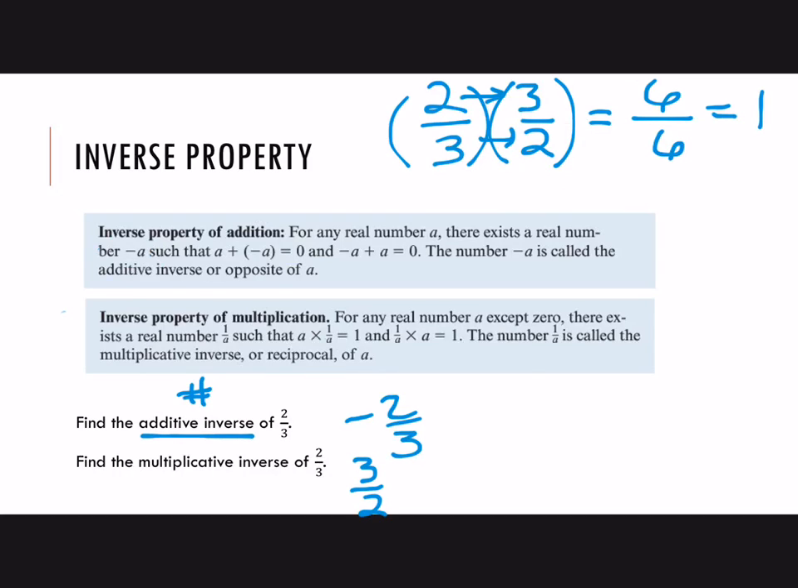Now in this property box, they tell you the reciprocal is 1 over the number, and that is also true. So just remember that 1 over 2/3, or 1 divided by 2/3, is the same as 3/2 if you just flip the numerator and denominator.